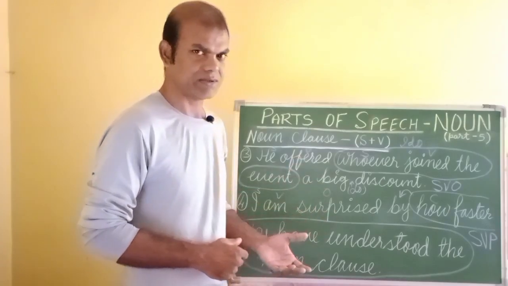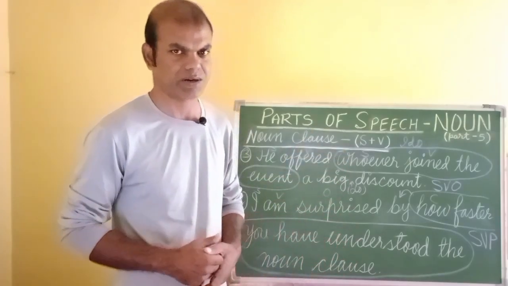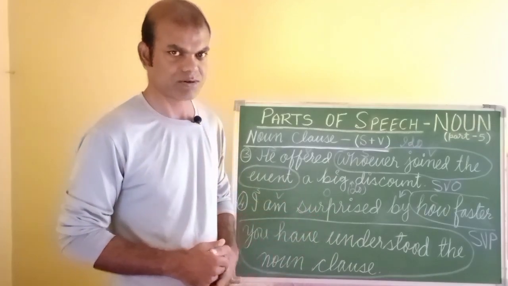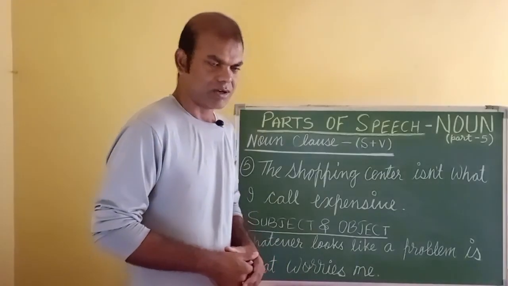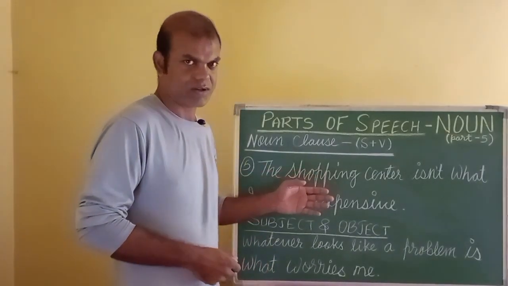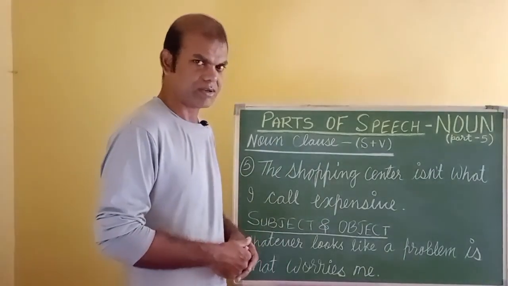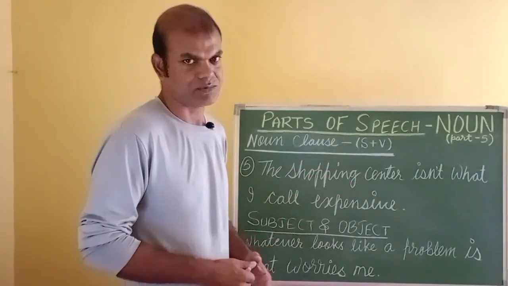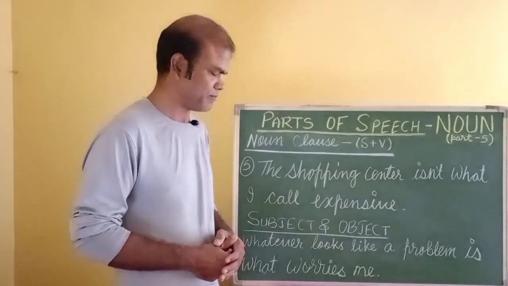In some sentences, sometimes the noun clause are the subject and the object. So we'll see that also in a moment. So let's go into it. Okay, so now we'll go with the fifth use of the noun clause. This is the last one. We are going to see the noun clause as the subject complement in this sentence. So we have the example.